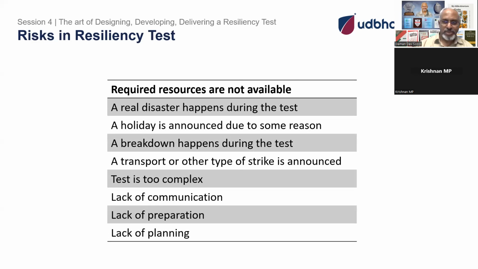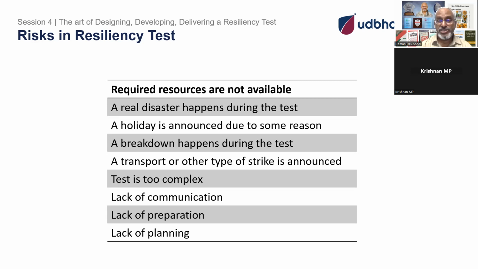The simple answer could be the backup resources will be working then. A real disaster happens during the test. The good practice is stop the test, take care of the real disaster. A holiday is announced due to some reason. You will have to postpone your test. A breakdown happens during the test. This is just like the second one, perhaps the real disaster happening. But I'm saying breakdown, maybe it's not a disaster or crisis yet, but it may have impact on your resiliency test for sure. A transport or other type of strike is announced.